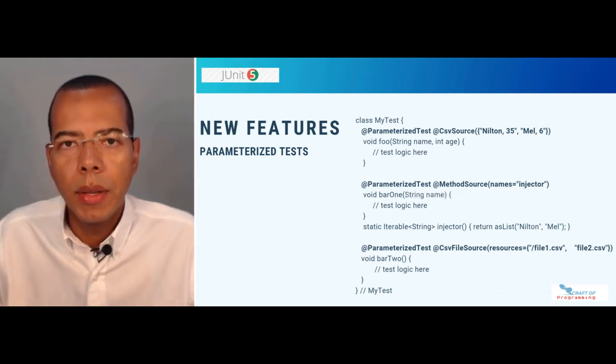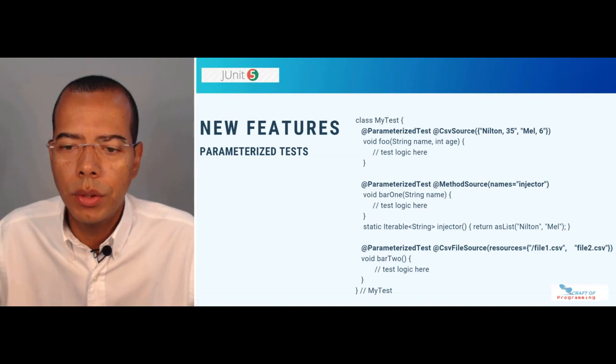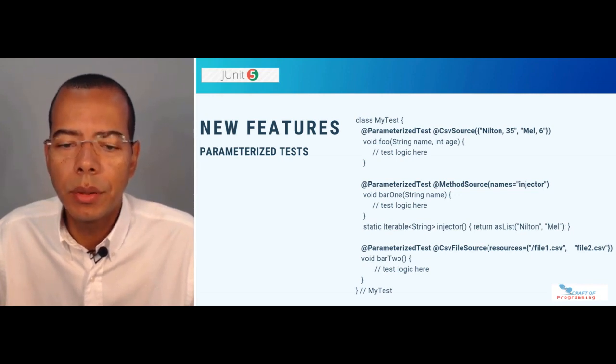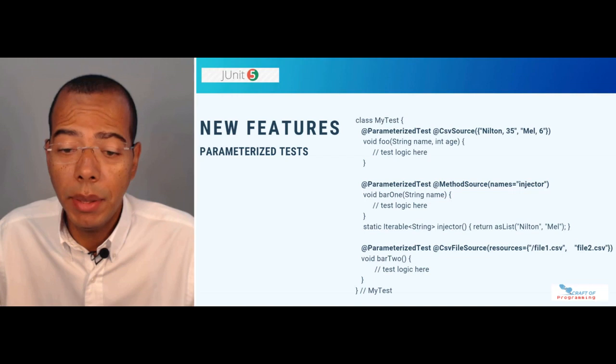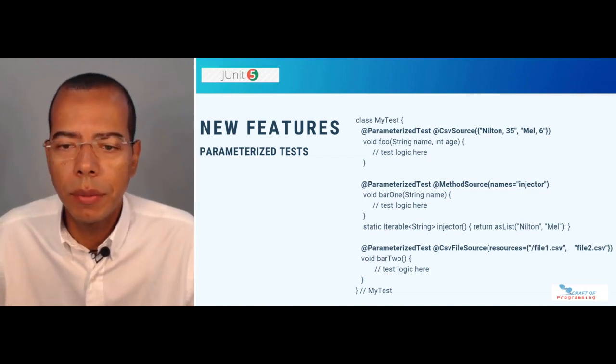So the other way you can define a parameterized test is using a method source, which, as you can see, provides a factory method to inject the parameters onto the test method. And the third one is basically sourcing it from a file.